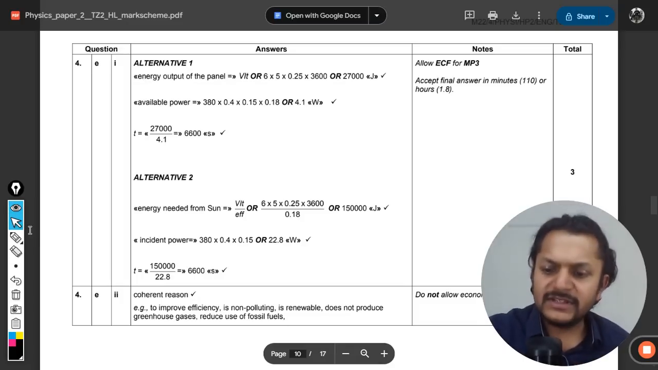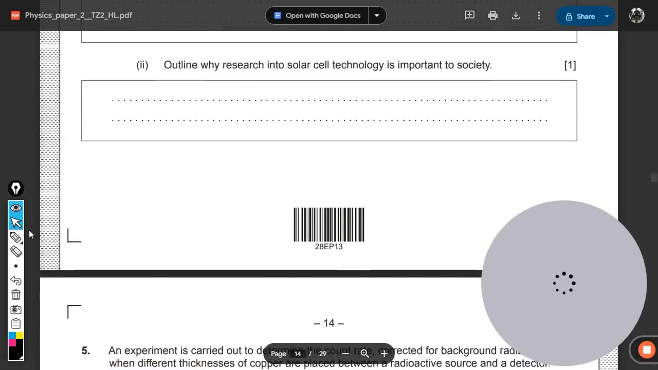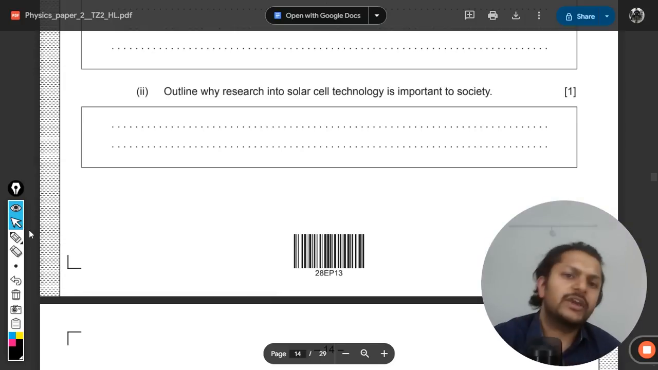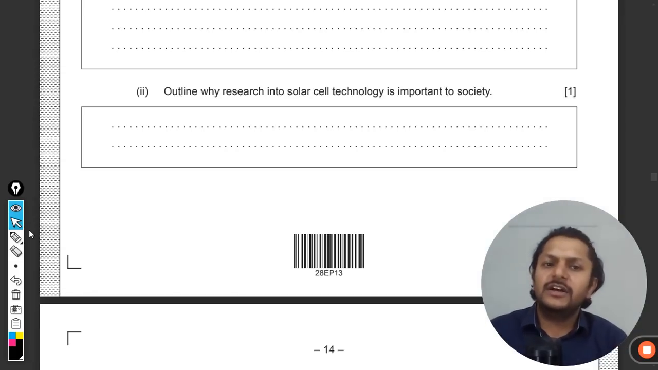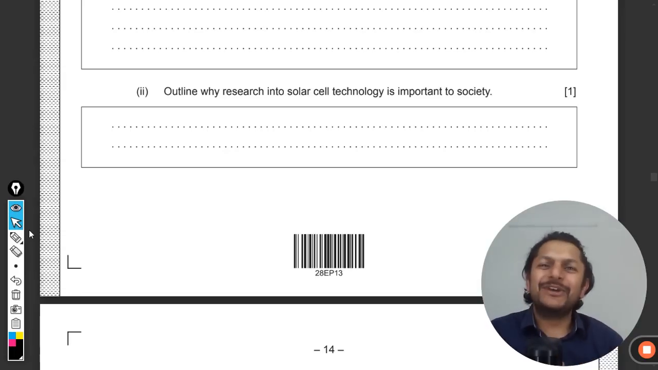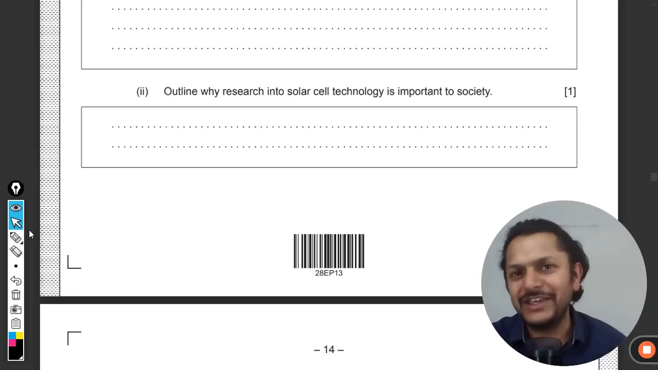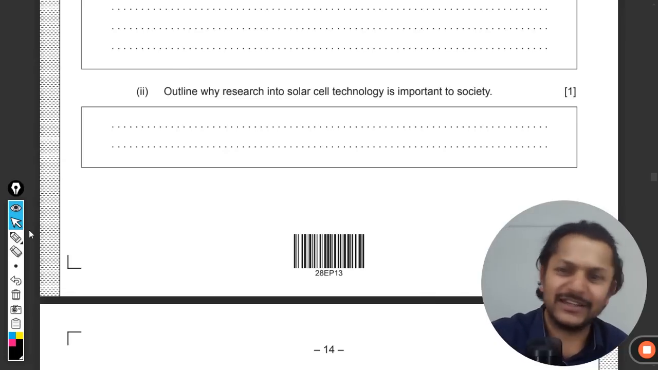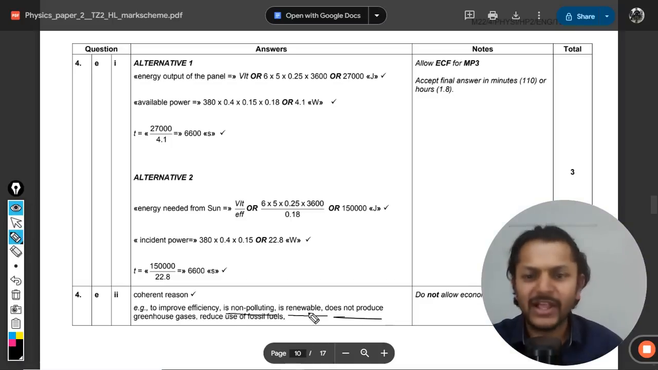Okay, let us see what is there in the next question. Outline why research into solar cell technology is important to the society. Okay, so this is just a general question. You can answer it by yourself. Because we are facing an energy crisis and we need to find more of the renewable energy sources, etc. So the current reason is to improve efficiency, non-polluting, renewable.